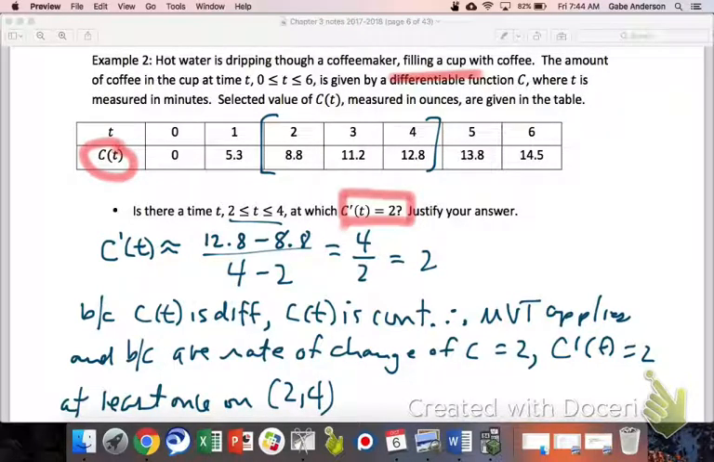Is that not the police's reasoning, right? They said, we know you averaged 50, therefore we know you went 50 somewhere on the interval, because we're assuming that your car doesn't teleport. So because we know that this is a differentiable and continuous function, we know the MVT applies, so that means we hit the average rate of change somewhere on the interval.